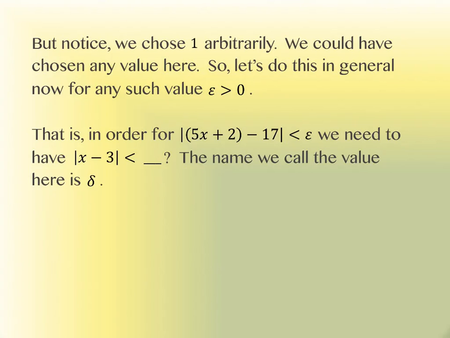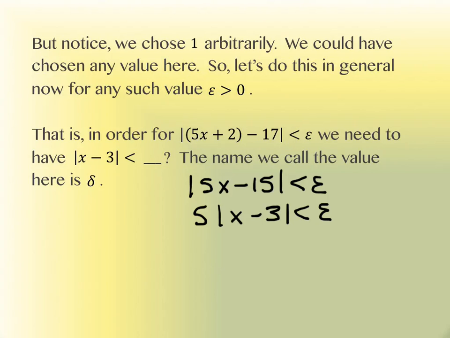We can solve this just like we solved it when the number was 1. It's not any different, right? I can actually change this just as I did before to 5x minus 15. I can still pull that 5 out. Again, it's an absolute value issue, but we discussed that the absolute value of 5 is 5. And I can still take this and I can divide it by 5. The only difference is that instead of in the blank having the number 1/5, what's the value I have in my blank? Epsilon over 5.